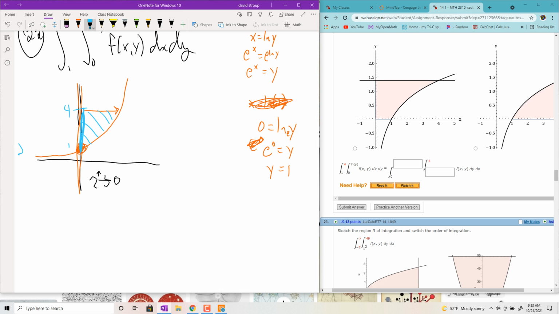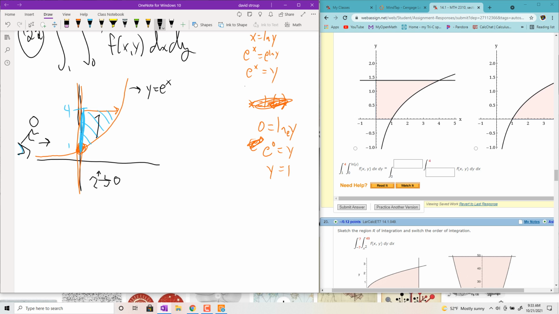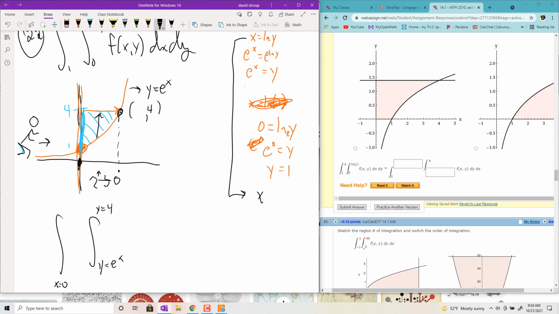Okay, so if you were integrating in this other orientation, like this, curve to curve in that case. So we've already kind of solved for this function. It'll be y equals e to the x to y equals 4 on the inner integral. And on the outer integral, we're going to be going from x equals 0, apparently, right here, to whatever this point is here. And we know the y coordinate there is 4. We just have to figure out the x coordinate. Okay, so you can go to your formula. So x must equal the ln of 4 right here. So I'm going from 0 to the ln of 4.